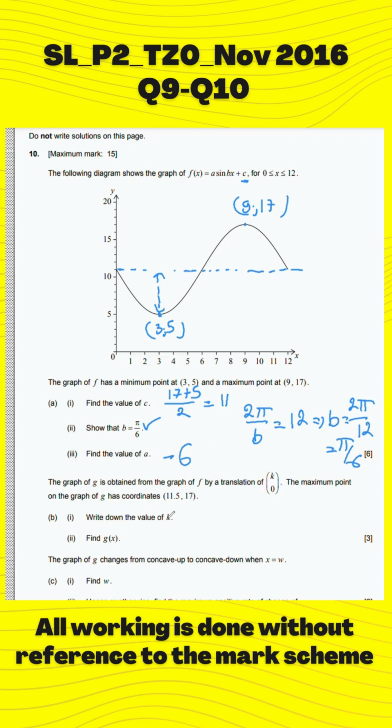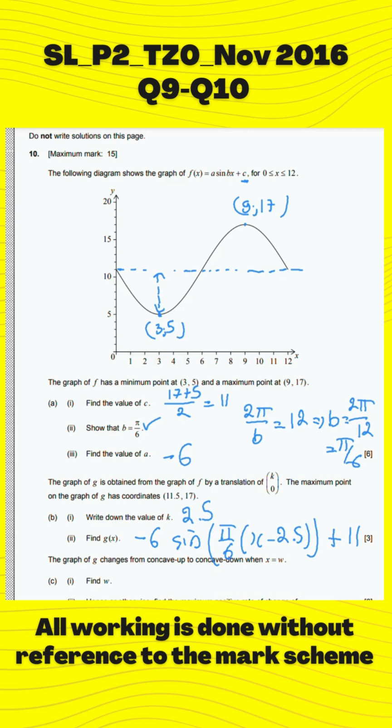Write down the value of k. The original maximum at 9. Now the new point has 11.5. So that means it moved to the right 2.5. So k will be 2.5. So g(x) will be negative 6 multiplied with sine of pi over 6 multiplied with x minus 2.5, because it translates 2.5 units to the right, plus c, which is 11.